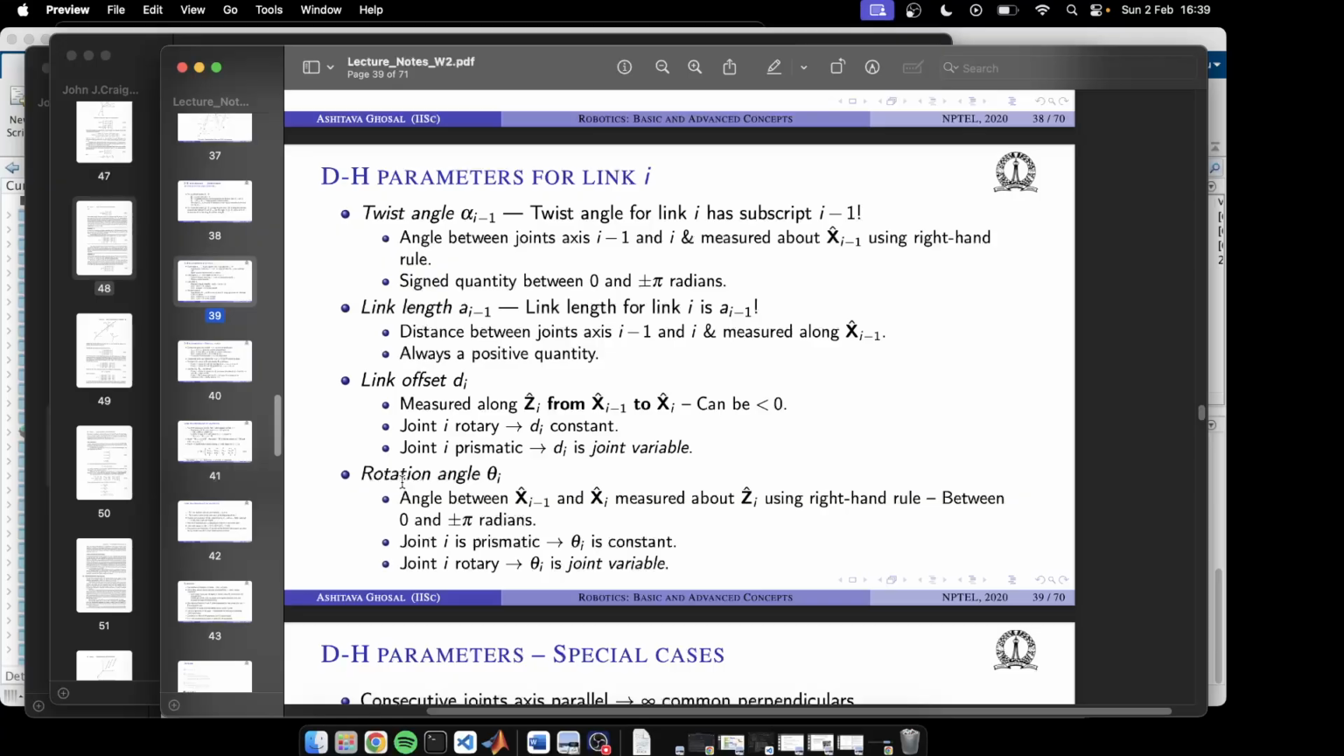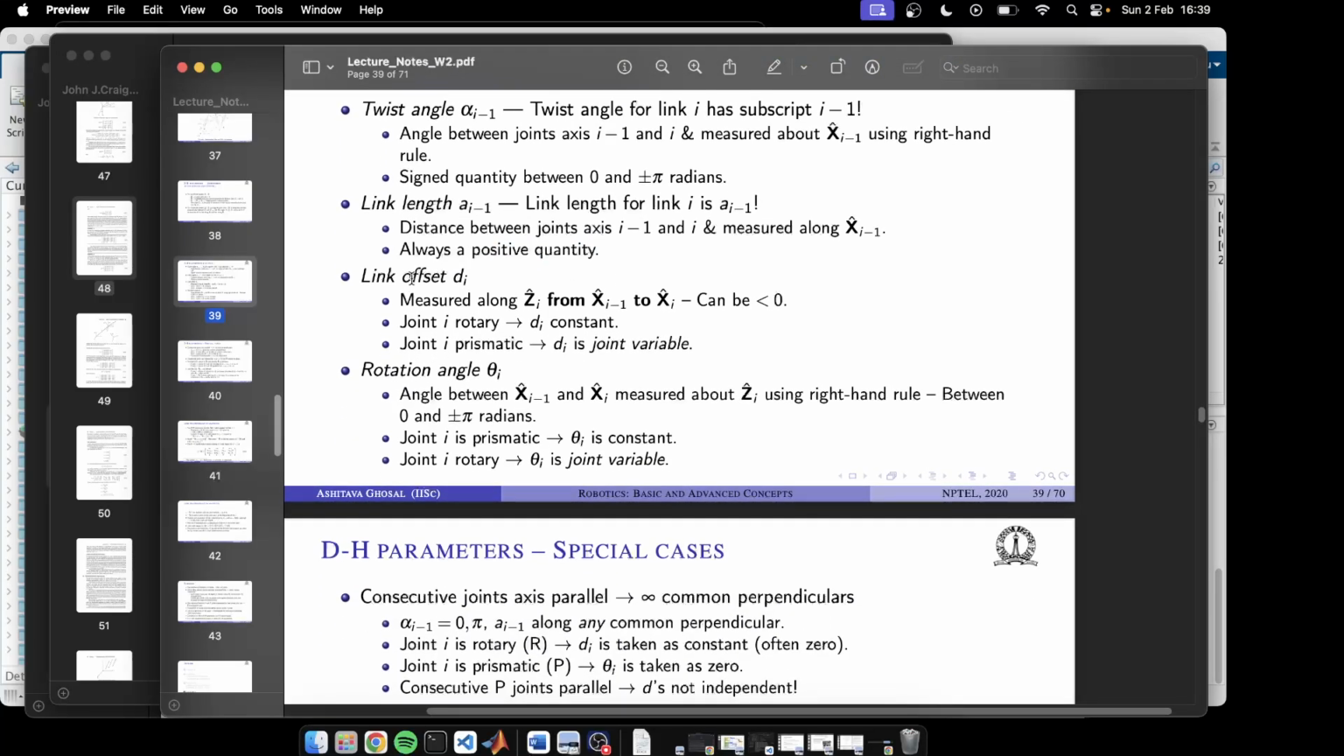So the twist angle alpha I is the angle between the joint axis I minus 1 and joint axis I, measured along the x direction, the xi minus 1 axis, using the right hand rule. So angle between I minus 1 to I along the xi minus 1. The link length is the distance between the joint axis I minus 1 and I, measured along again the x axis of the I minus 1 frame. And this is always a positive quantity.